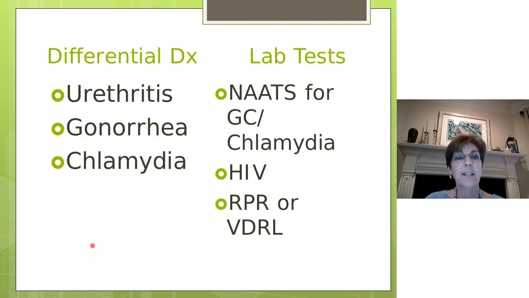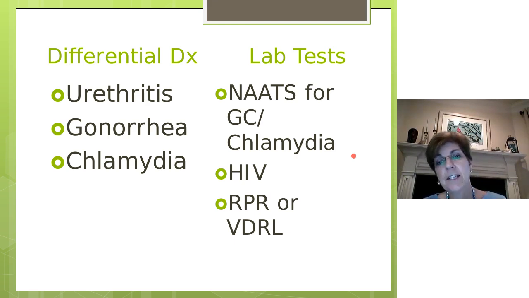Okay, so differential diagnosis: urethritis, gonorrhea, chlamydia, and you want to do the NAT test for gonorrhea and chlamydia. It's the fastest, and it's the easiest to do. After working at the health department for so many years, we had to do the Gen probe, which was a urethral swab, which most men did not like. It was not a fun experience.